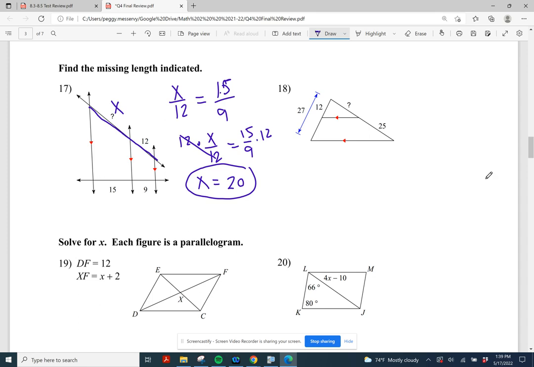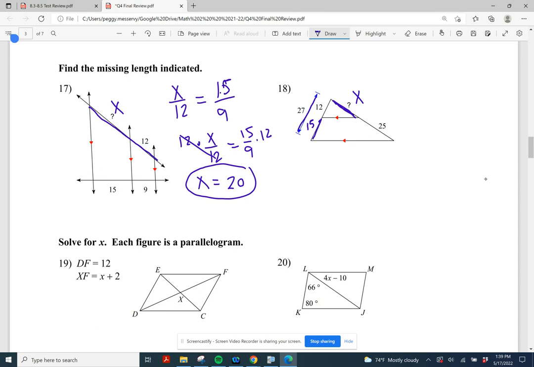Number 18. First of all, notice the side that you're trying to find is this length right here. So there's x. Notice these are pieces. So the x and then the 25 is this piece right here. So I need to split the other side into pieces. I have the 12. I know the whole length. So 27 take away 12 is 15. So I have a 15 right there.